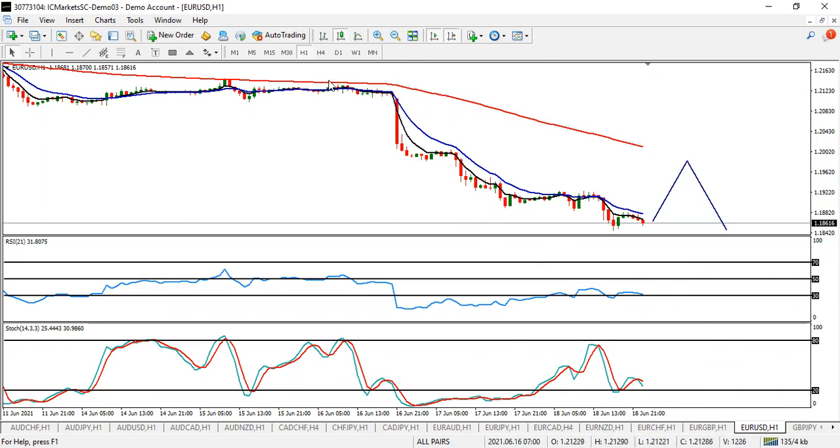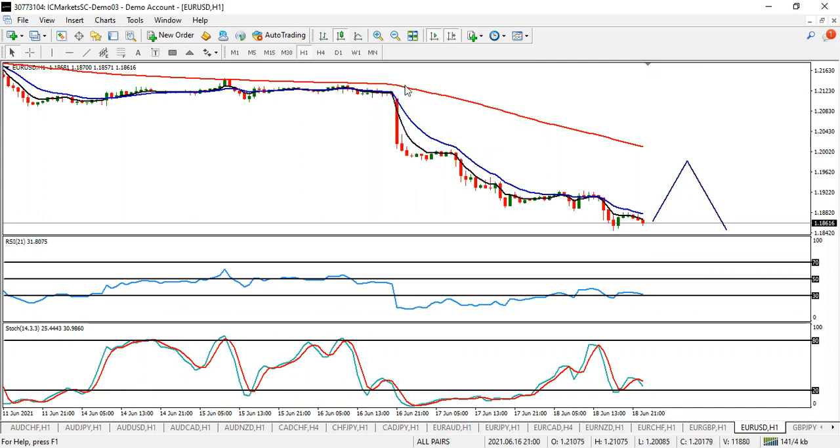The first one right here is known as the 120 moving average. This is used to filter the trend, to tell us where the trend is going, either to the upside or to the downside. Here we have another two moving averages. The blue one is the 12 exponential moving average, while the black one is the 5 exponential moving average. And the red one you're looking at is the 120 exponential moving average.